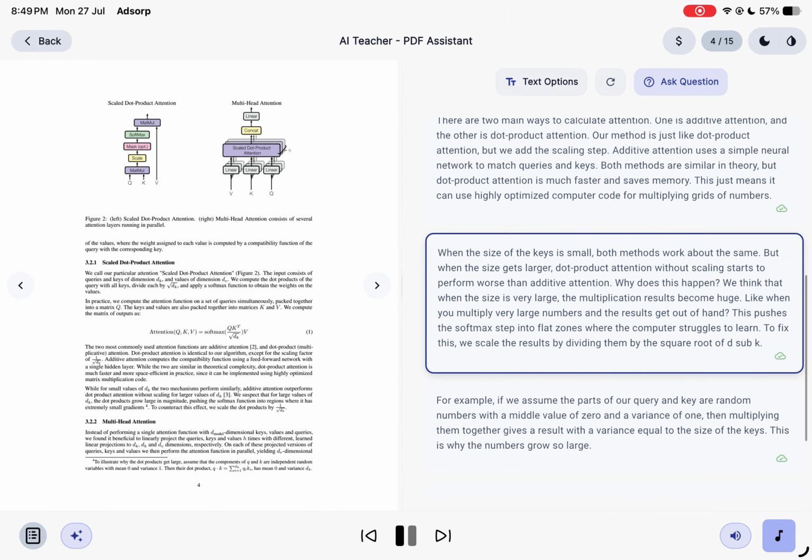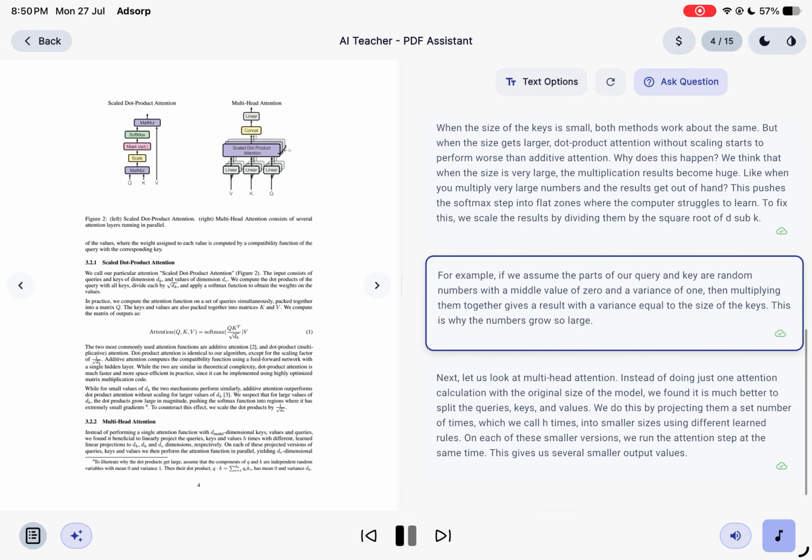When the size of the keys is small, both methods work about the same. But when the size gets larger, dot product attention without scaling starts to perform worse than additive attention. Why does this happen? We think that when the size is very large, the multiplication results become huge. Like when you multiply very large numbers and the results get out of hand, this pushes the softmax step into flat zones where the computer struggles to learn. To fix this, we scale the results by dividing them by the square root of d sub k.